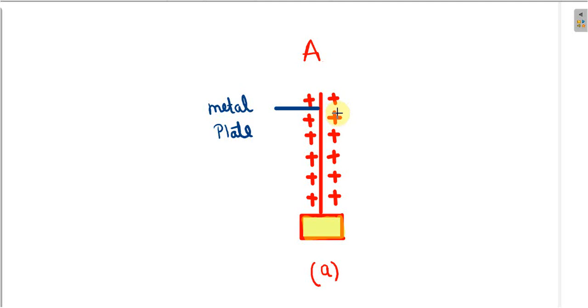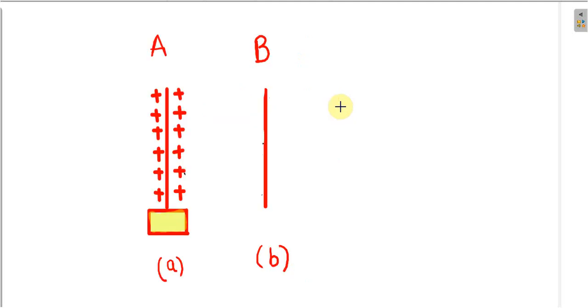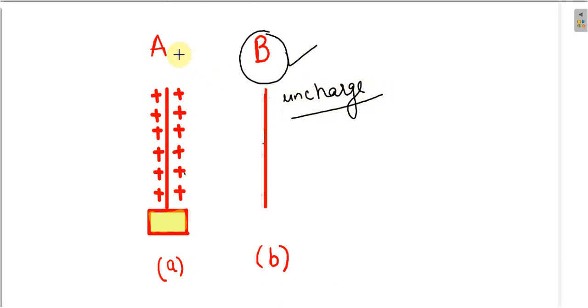Let us consider another metal plate B. We have brought this metal plate near to the metal plate A. So now we will see what will happen when metal plate B is near to A. This is an uncharged metal plate. There is no charge on it, and this one is a positively charged plate. Now what will happen when an uncharged plate is placed near to the metal plate A?